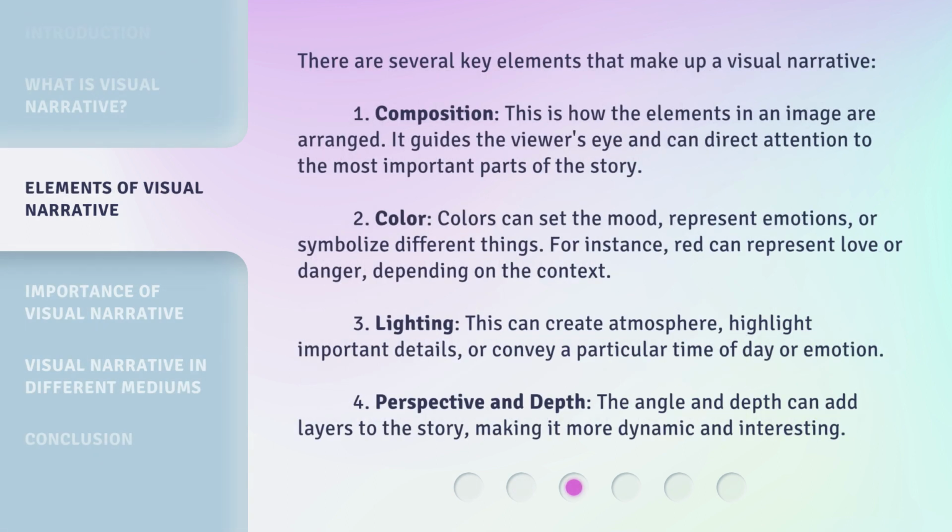There are several key elements that make up a visual narrative. 1. Composition. This is how the elements in an image are arranged. It guides the viewer's eye and can direct attention to the most important parts of the story. 2. Color. Colors can set the mood, represent emotions, or symbolize different things. For instance, red can represent love or danger, depending on the context.